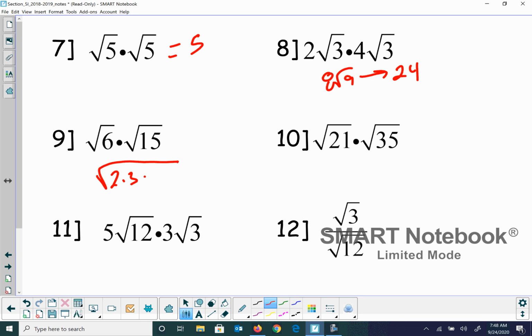6 is 2 times 3, 15 is 3 times 5. That's a perfect square, so I'd have a 3 outside. Inside I'd have the 2 and the 5, which is 10.